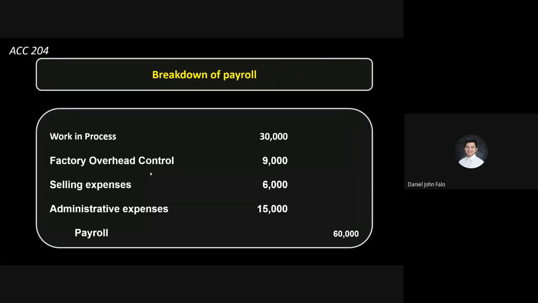So we're going to simply allocate the payroll to the following accounts. We're going to debit work in process for 30,000, factory overhead control 9,000, selling expenses 6,000, then administrative expenses 15,000, then credit payroll 60,000. Next.